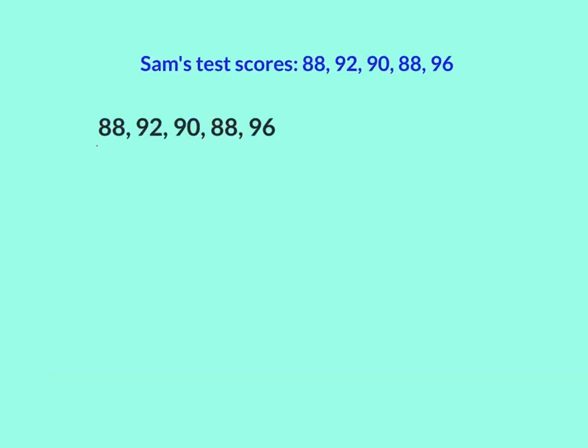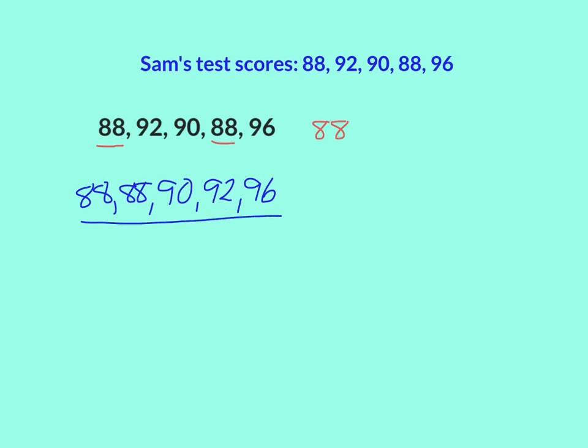You might notice right away that Sam had two 88s, so some would say that's the score he gets the most often, so he has an 88. Someone else might notice that he has a range of scores, so they put them in order from least to greatest and take the middle score. In that case, you would say he has a 90.